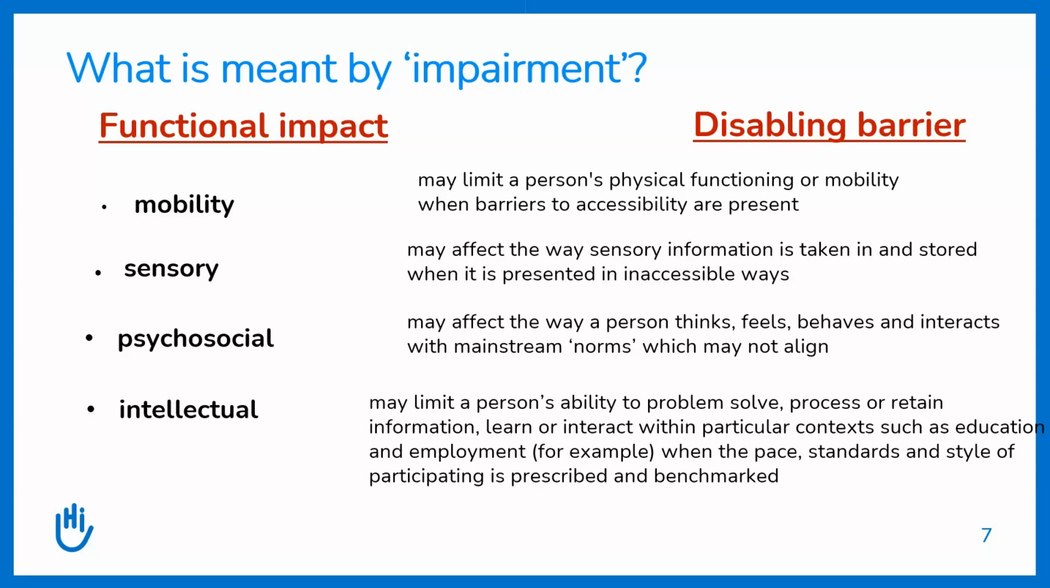When you talk about sensory, this affects the way information is taken in and stored when it is presented in inaccessible ways. For example, people with hearing impairment use a language called sign language, and we normally assume sign language is part of the English language, and these are two different languages. It's like a French speaker being displayed information in English. That person may not be able to understand the English language.